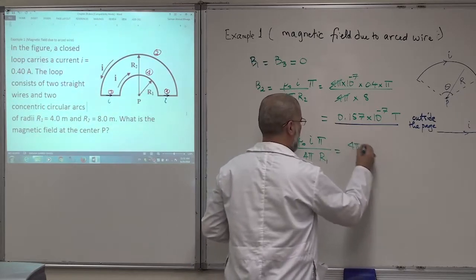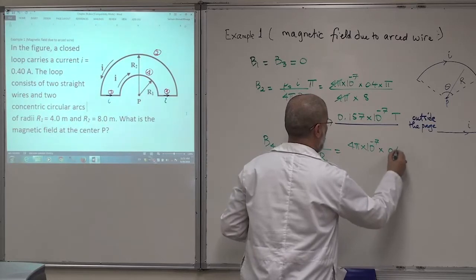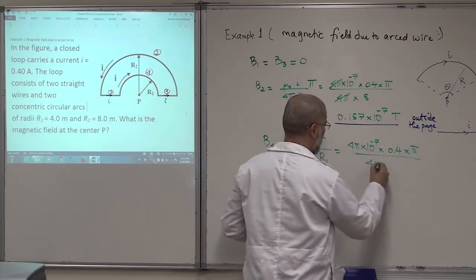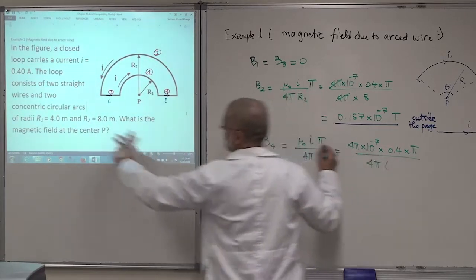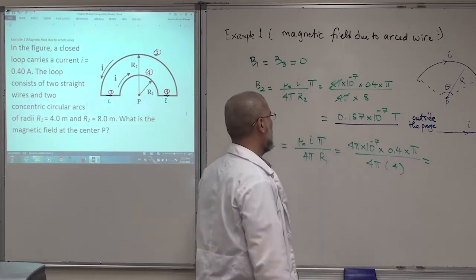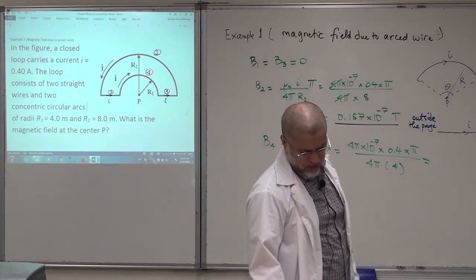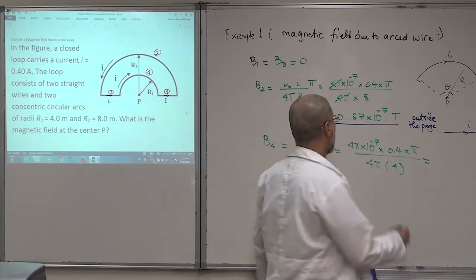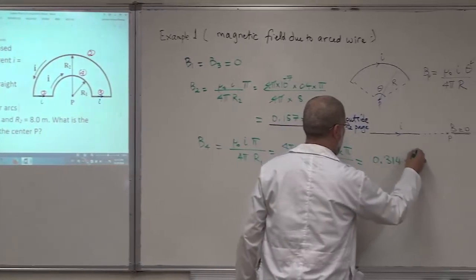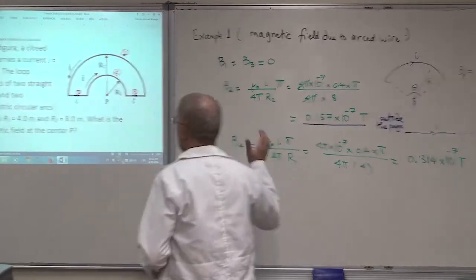So 4 pi times 10 to the power minus 7 times the current, the same current, 0.4, times pi over 4 pi times 4 meters. So it will be half of this value here. It will be twice this value, sorry, twice this value. It will be 0.314 times 10 to the power minus 7 Tesla. That's the magnetic field and its direction, right-hand rule.